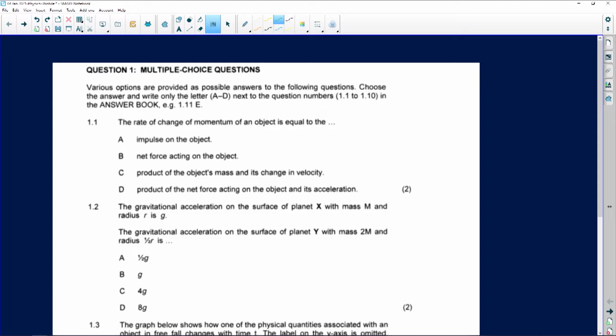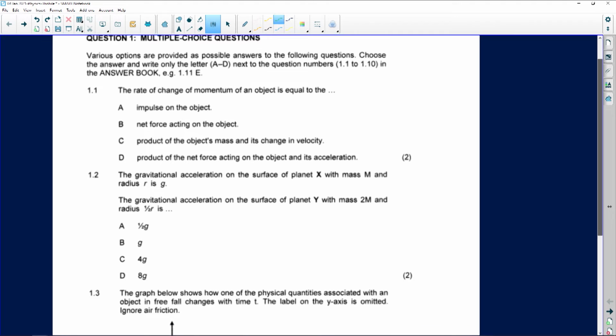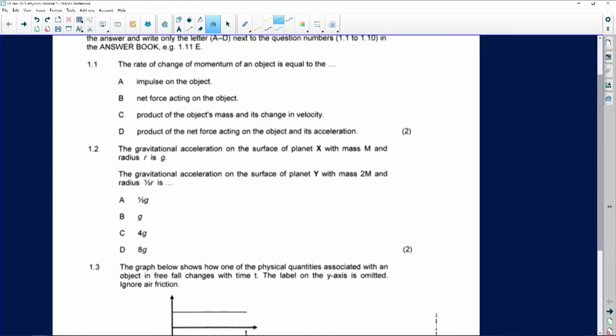So the first question that we're going to do in physical sciences is multiple choice. The question says, various options are provided as possible answers to the following questions. Choose the answer and write only the alphabet between A and D next to the question as numbered in the answer book. Question 1.1 says, the rate of change of momentum of an object is equal to: A, the impulse of the object; B, the net force acting on the object; C, the product of the object's mass and its change in velocity; D, the product of the net force acting on the object and its acceleration. And the answer to this question is B.